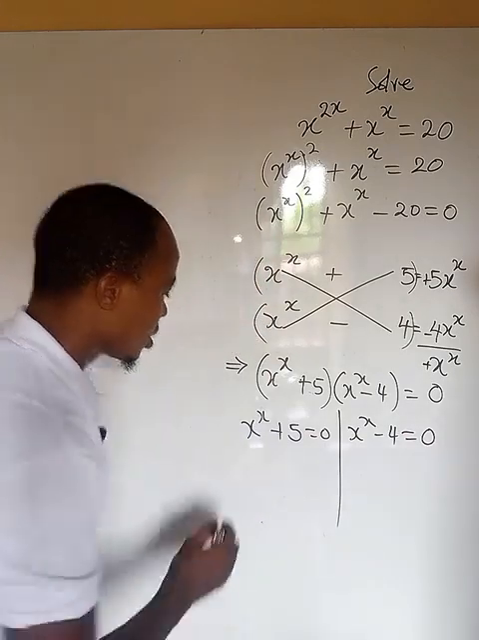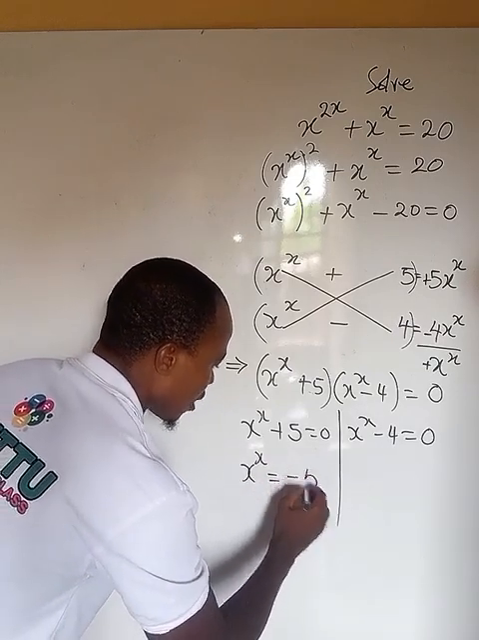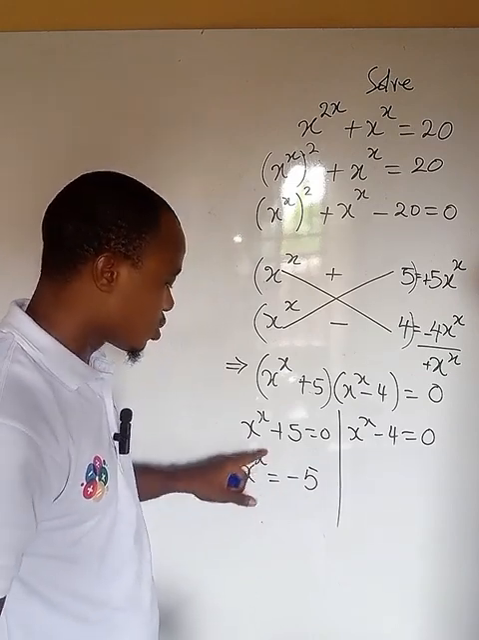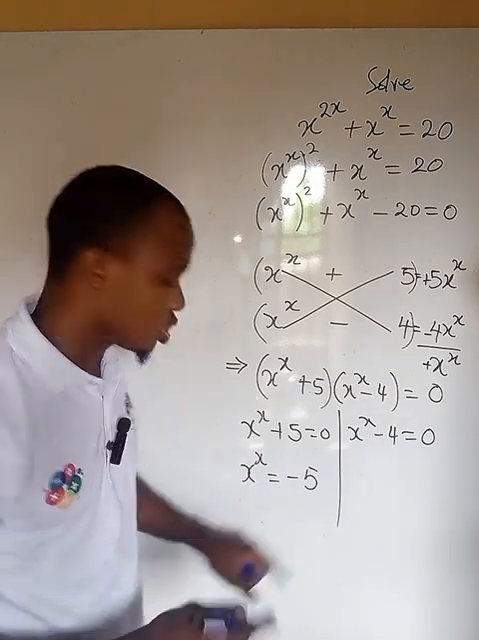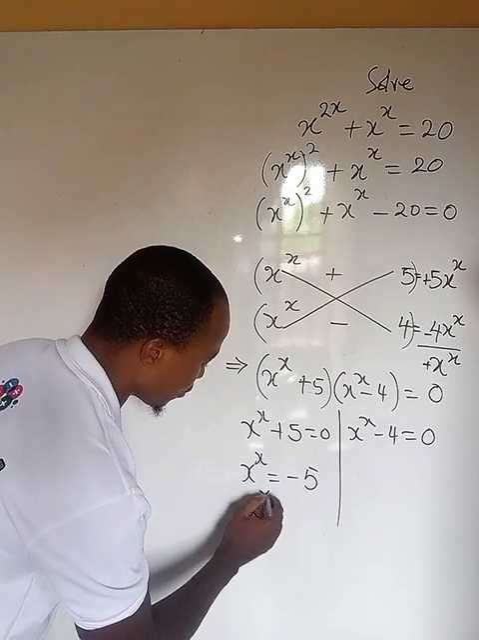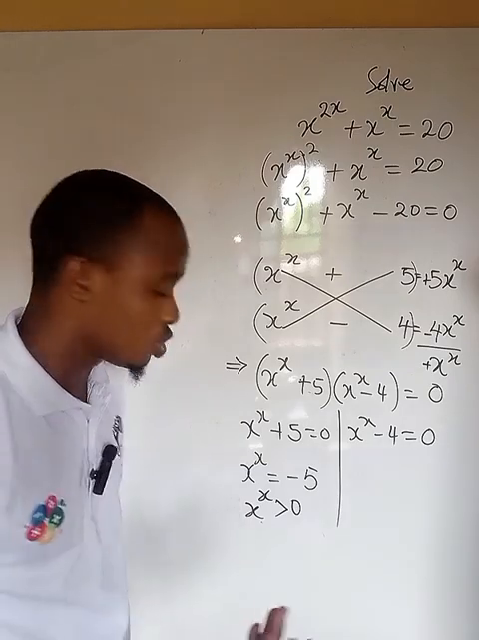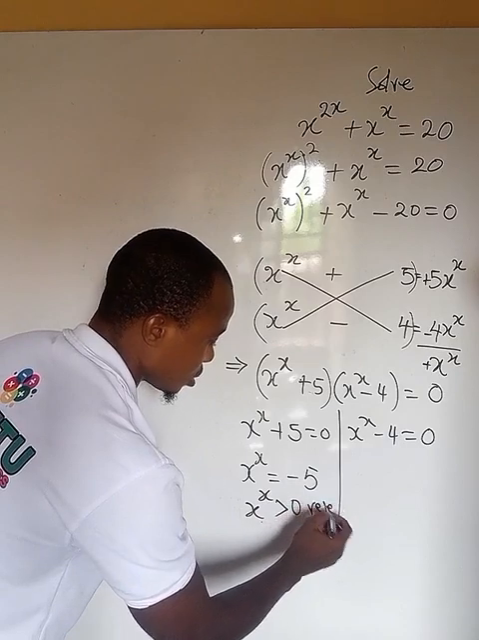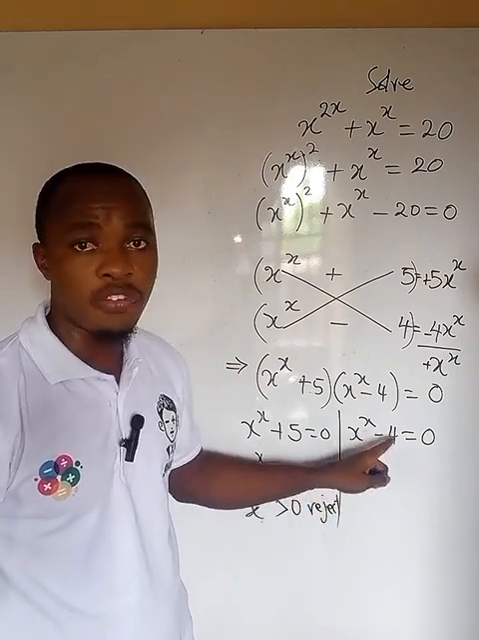So now, if we have x^x = -5, you can see that this is an exponential function. So all of this here cannot be a negative solution. Therefore, x^x will always be greater than 0 if we must have a real solution. So therefore, we have to reject this. We reject it, okay?